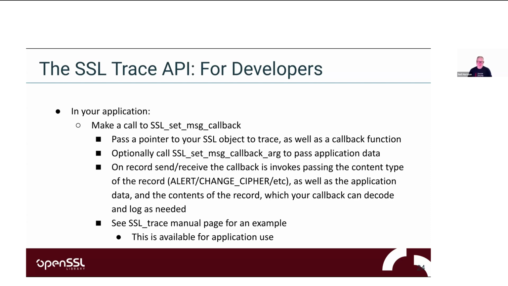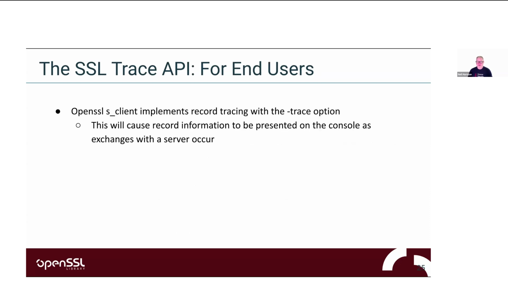We have an existing callback function called SSL_trace that is available for application use that does a lot of this for you in, if not a standardized, at least a common format that you can take a look at or just use in your application as needed. It's a convenience. For end users, you need to enable this at runtime. Generally speaking, an application, much like the error API, would need to enable a toggle to turn this on. The OpenSSL s_client applet again implements record tracing with such a toggle, known as the trace option. This will cause record information to be presented in the console as exchanges with the server occur.